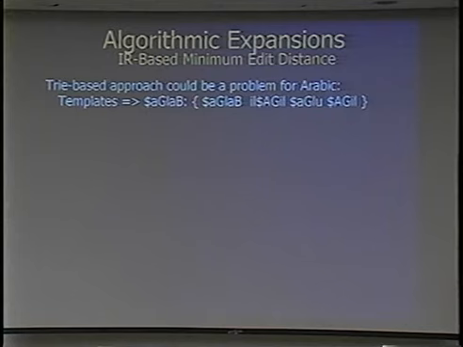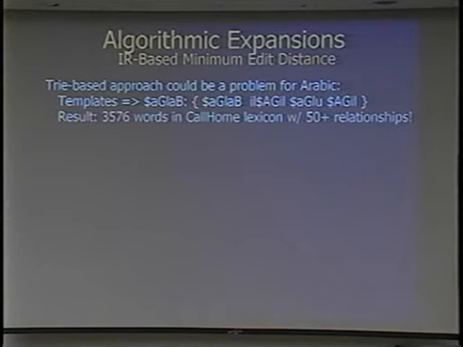I should mention also that because of these templates, as well as the affixes, there are 3,576 words in Call Home that had over 50 things that they were related to.